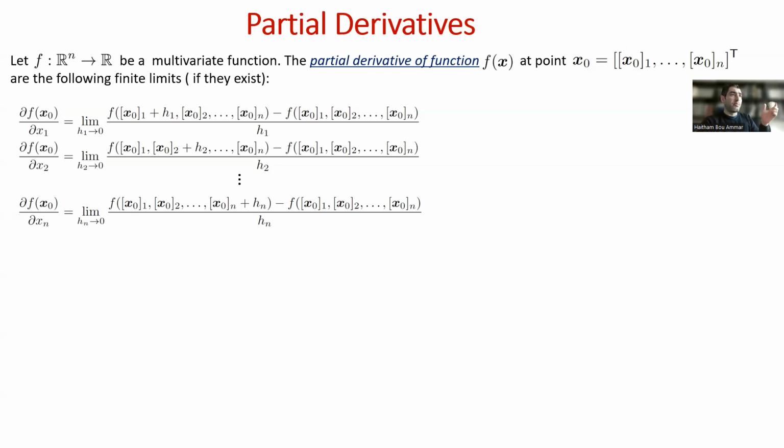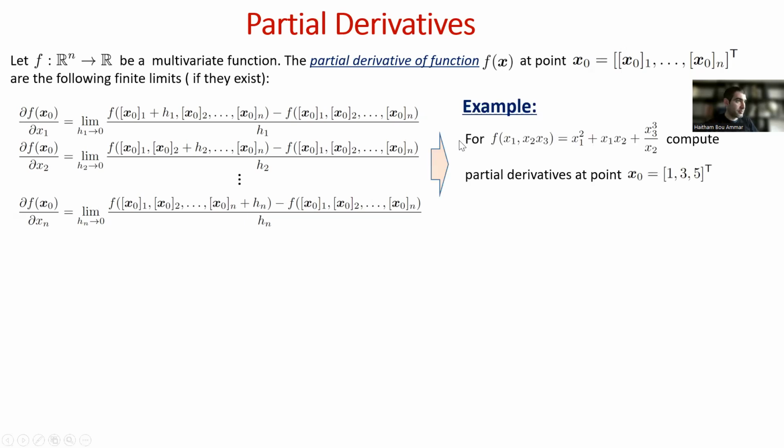And then when you do that, the result will be just a function of one variable, which will be the variable that corresponds to the component at which you want to compute the partial derivative. And then you follow the standard limit definition of computing the derivative of that univariate function. And as a result, you get the partial derivative of the multivariate function.